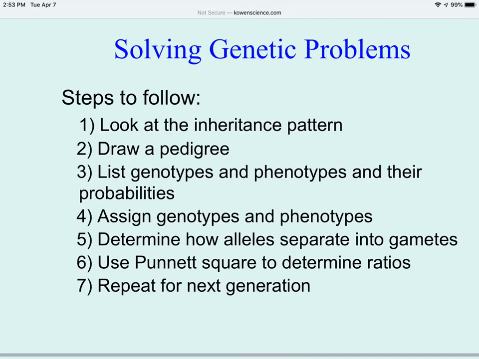I do have a separate video that shows you how to approach solving the genetic problems. I do have the steps here, but I'm going to refer you, as you're doing your homework, to watch that video because it will show you step by step through different examples how to approach and solve the genetic problems on your upcoming assignments.